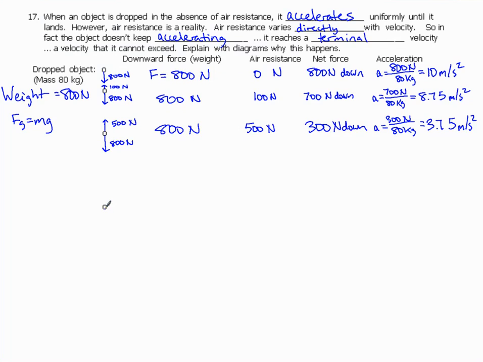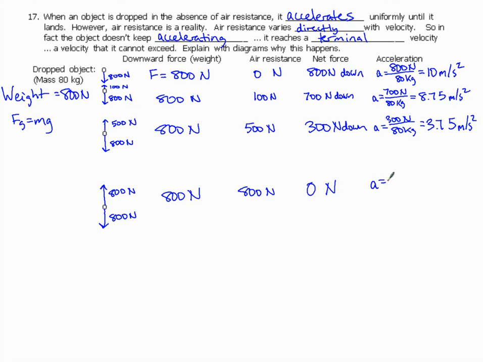Eventually, we reach a point. Here's my 800 newtons down. Here's 800 newtons of air resistance pushing in the opposite direction. So the downward force, or the weight, is still the same, 800 newtons. Now the air resistance is 800 newtons. What is the net force? You have two forces acting in opposite directions. 800 minus 800, 0 newtons. No net force.